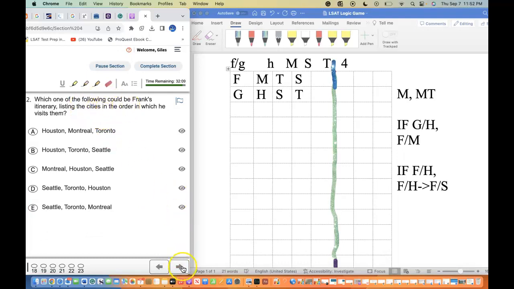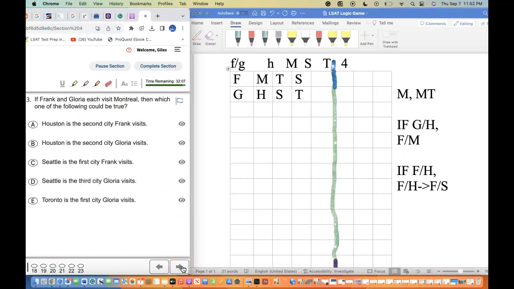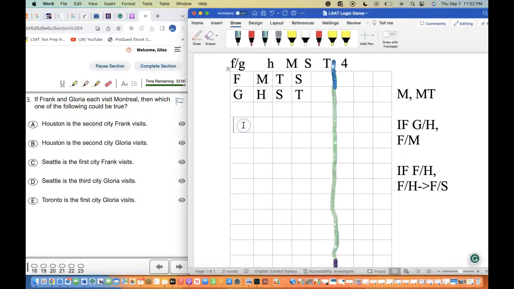Now I try to look for a question that's more specific, rather than one like which of the following could be Frank's itinerary listed in order. If Gloria and Frank each visit Montrose, then which of the following could be true? So let me go ahead and practice this one right now. This was the first question. This is going to be question 3, and I'm going to circle this because this isn't going to be able to change.